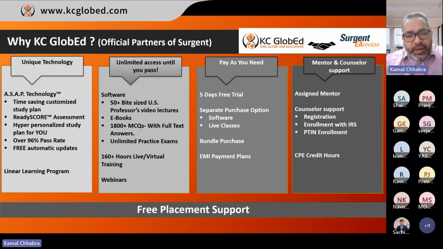In addition to that, we will assign a dedicated counselor for you who will help you with the PTIN, the admission, the examination form, and all the requirements. Garima, Ria and Sachin are the dedicated team members who will be helping you. Once you qualify, we ensure 100% placement support also. We have a tie-up with more than 35 companies where we provide placement services, so we'll be ensuring your placement as well.